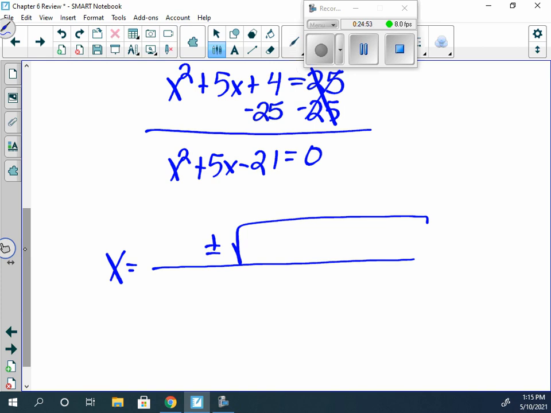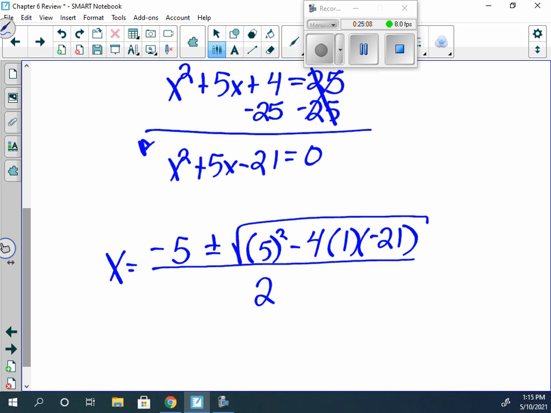So we have to use the quadratic formula, which is negative b plus or minus the square root of b squared minus 4 times a times c, all over 2a. And really we're getting our a, b, and c from these here. A in this case is 1, b is 5, and c is negative 21.